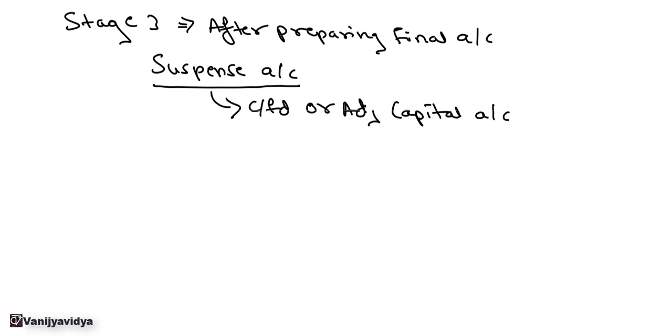Or sometimes there are errors because of which the trial balance has tallied and we were not able to find out those errors, and they are found after preparing the final accounts. Then in that case what we do is, in the subsequent year, in the year in which it is recognized, they are separately recorded as prior period items.